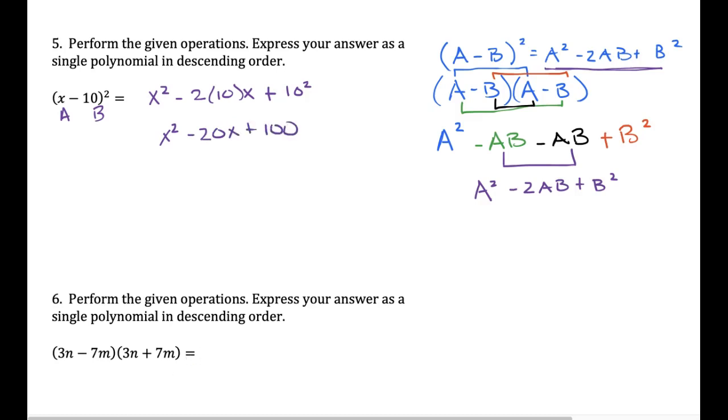So either way you do it, you get the same answer. You can also FOIL this if you want, and just break it out to x minus 10 times x minus 10, and you should still get the same answer.